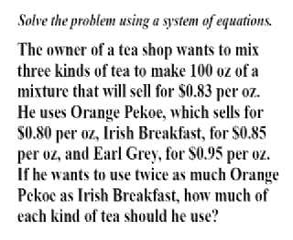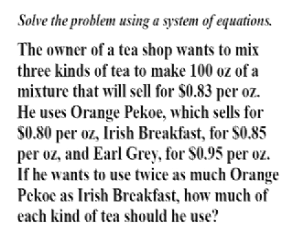Solve the problem using a system of equations. The owner of a tea shop wants to mix 3 kinds of tea to make 100 ounces of a mixture that will sell for $0.83 per ounce. He uses orange pekoe, which sells for $0.80 per ounce, Irish breakfast for $0.85 per ounce, and Earl Grey for $0.95 per ounce.